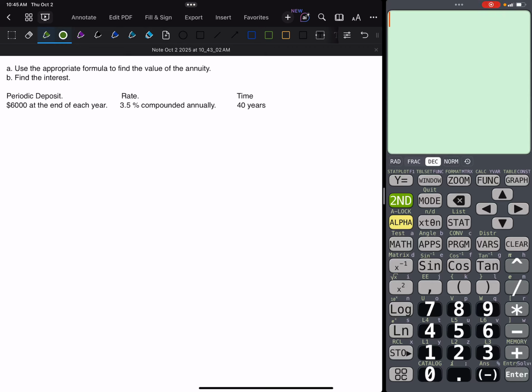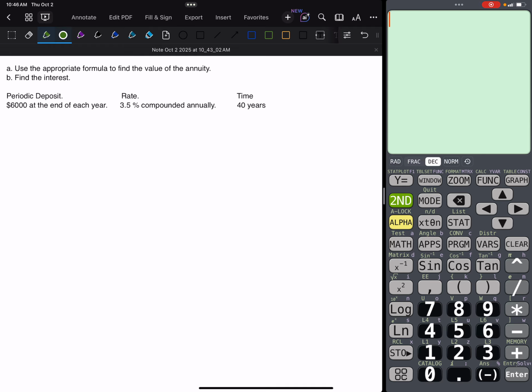Okay, so this one's a little bit different. It's an annuity problem, and it's a longer term annuity problem. It asks us to find both the future value of the annuity, and then it asks us to find the interest, to find the earnings of the annuity.